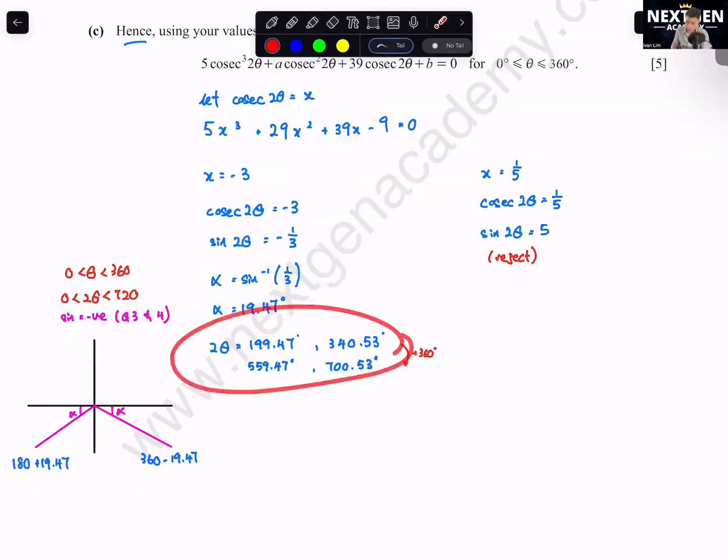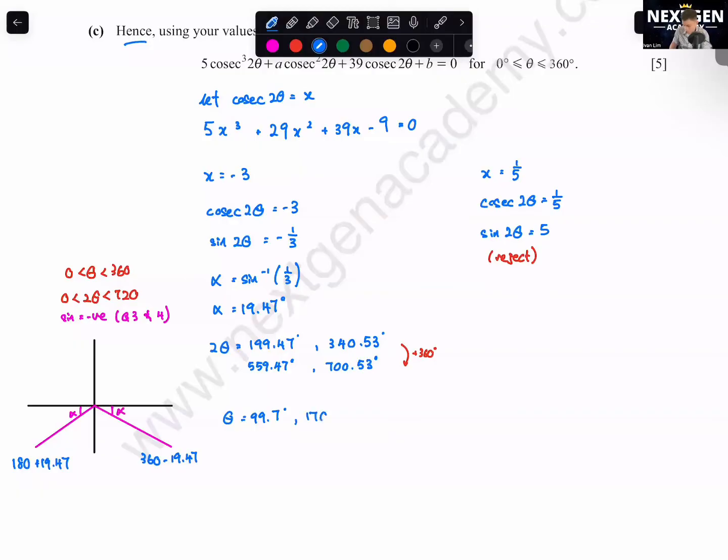Okay, take all the answers. Right now you want to find theta, divide all of it by 2, and round it up to 1 decimal place. So theta will be 99.7 degrees, 170.3 degrees, 279.7 degrees, and 350.3 degrees.